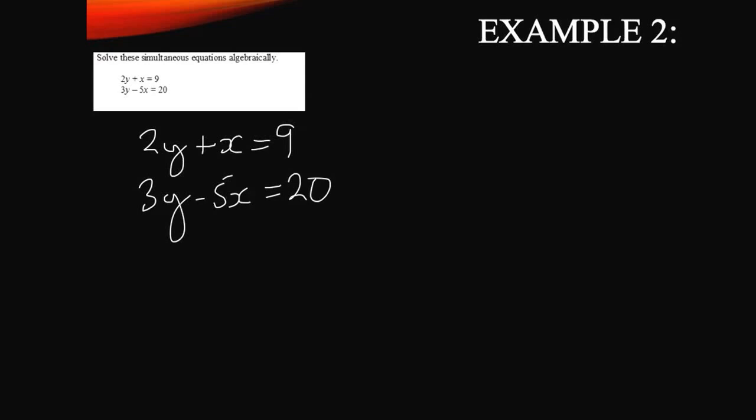In this example, we've got two equations again. Equation 1 is 2y plus x equals 9, and equation 2 is 3y minus 5x equals 20. Now this time, I can't just add the two equations together. Here's equation 1, here's equation 2. I can't just add them together, because if I did, I'd end up with 5y, and if I add this, I'll get minus 4x equals 29.